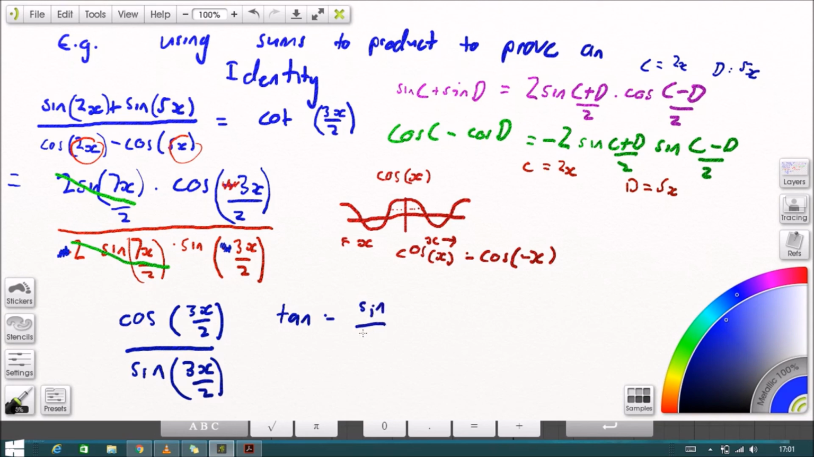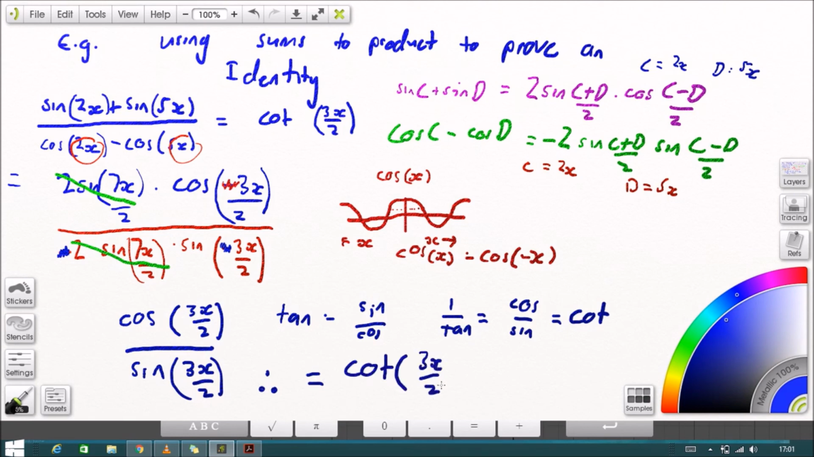You and I both know that tan is equal to sine over cos. Therefore, 1 over tan is equal to cos over sine, and 1 over tan, we also know that is cot or cotangent, which means that where we're up to now can be written as cotangent of 3x over 2. And that's the right hand side, so we're done in just over 8 minutes. That ends.